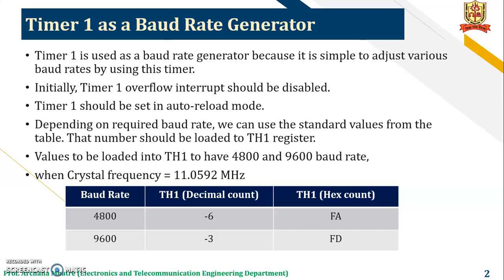Values to be loaded in TH1 to have 4800 and 9600 baud rate when the crystal frequency is equal to 11.0592 MHz. Now if the baud rate is 4800, then the TH1 value should be -6 in decimal and FAH in hexadecimal. If the baud rate is 9600, then the TH1 value will be -3 in decimal, and the hexadecimal FDH value should be written.